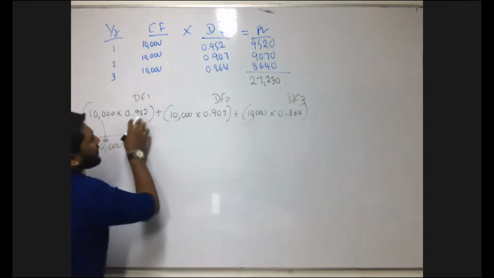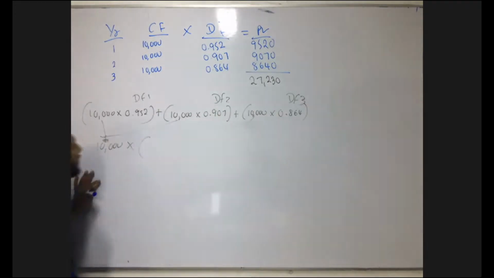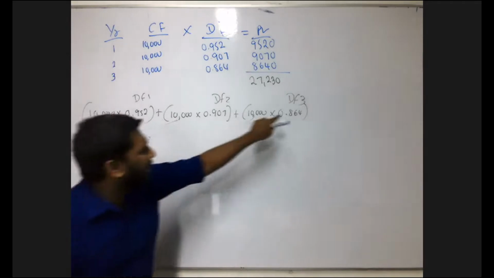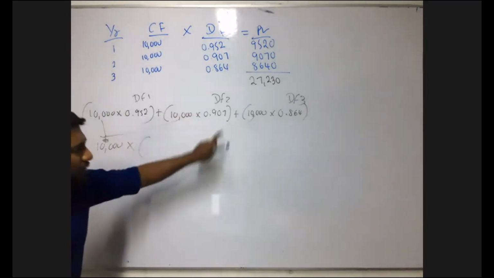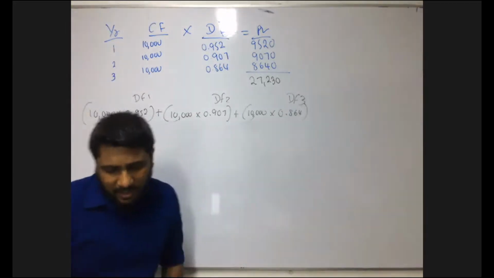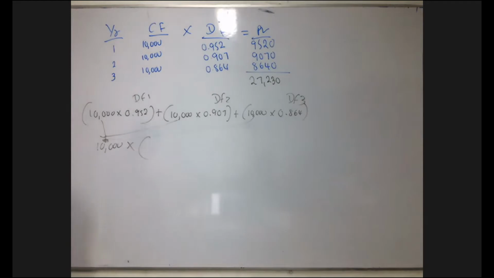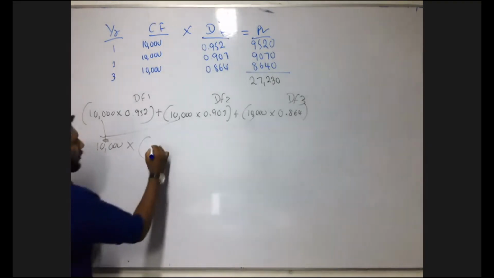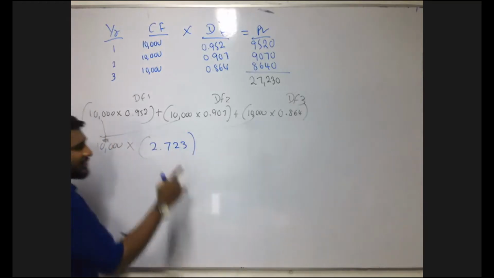What is the remaining variable, guys? The discounting factor is the remaining variable. You add and tell me what is the addition of these three: year 1's discounting factor plus year 2's plus year 3's. How much is that? Yes, Binduli, what you are telling is correct. It is 2.723. Then what is this, guys?